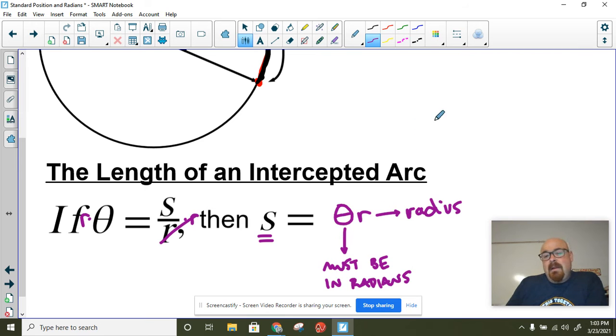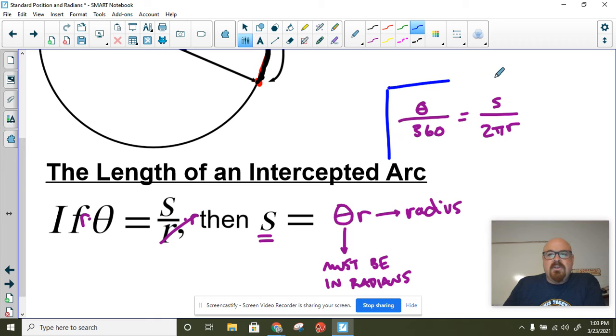Just as a contrast to this, there was a different formula for finding the length of an intercepted arc that you could use for degrees, but it's a little bit different. We use the idea of proportionality to find the length of an arc in degrees. So we would say, if you know what the angle is out of 360, the arc length is the same ratio of the circumference. This is a formula that gets brought up in geometry class.